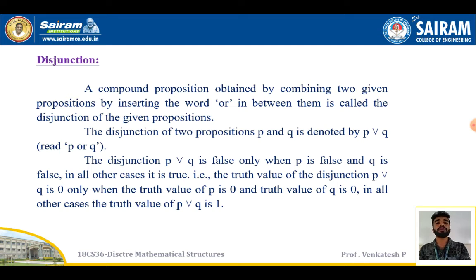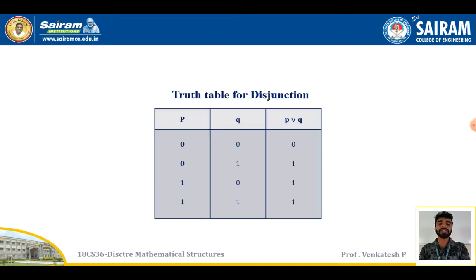The same thing I am also going to explain by using the truth table. So this is a truth table for the disjunction. I am taking the values of P here, Q here, and P or Q here. Assigning the values for P as 0 0 1 1, for Q 0 1 0 1. Therefore the disjunction will be: for P0 Q0 the value will be 0, for P0 Q1 the value will be 1, for P1 Q0 the value will be 1, and for P1 Q1 the value will be 1.